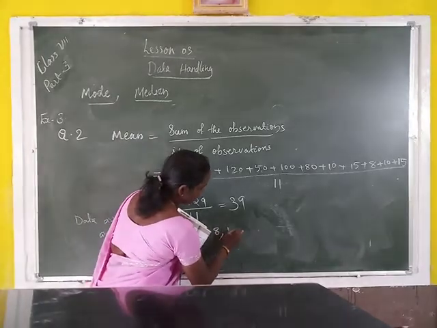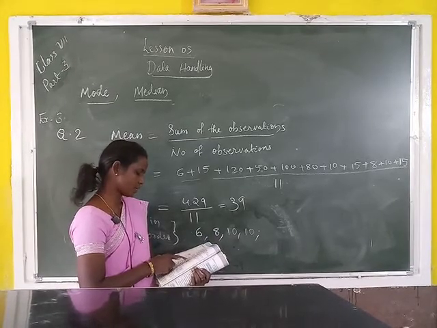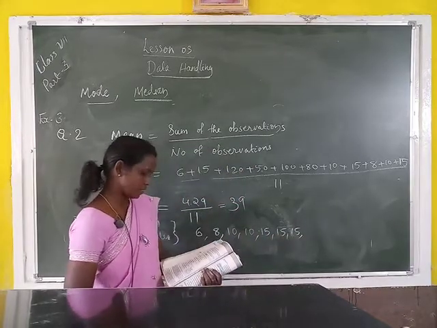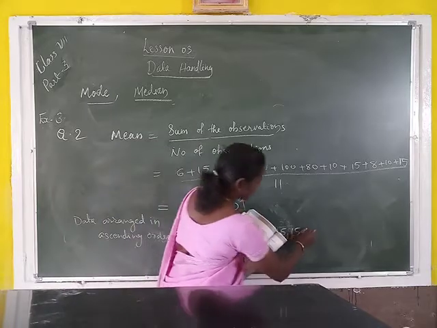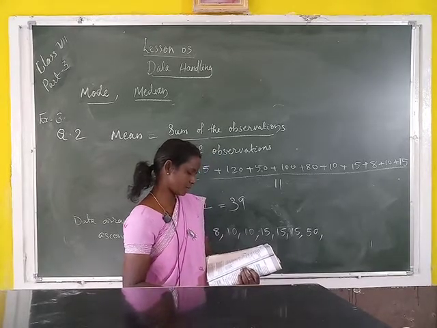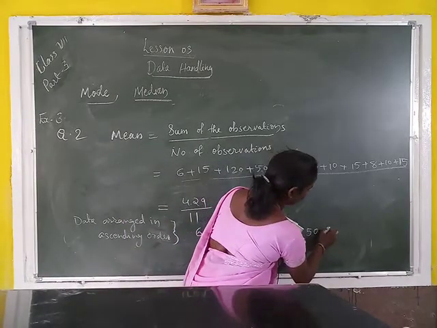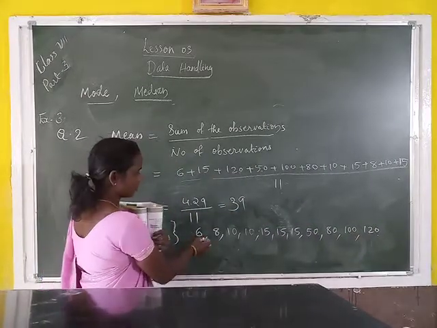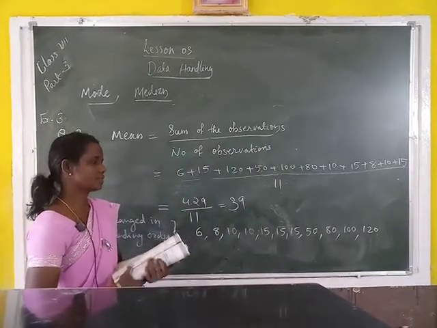Next, 10, which repeats 2 times. Then the next number is 15, which appears 3 times. After 15 comes 50, which appears only 1 time. Then next, 80, then 100, then 120. Count the numbers: 1, 2, 3, 4, 5, 6, 7, 8, 9, 10, 11. These are the 11 players' scores.